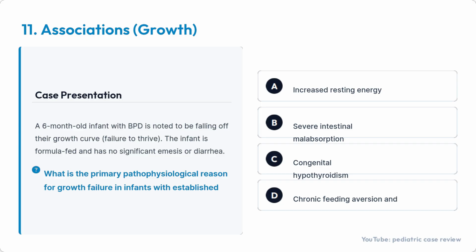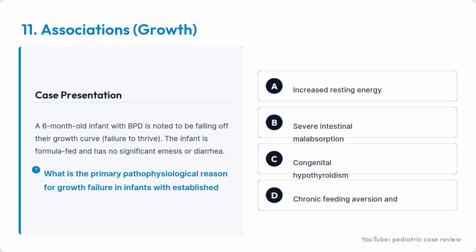Question 11. Growth associations. A 6-month-old infant with bronchopulmonary dysplasia is noted to be falling off their growth curve. The infant is formula-fed and has no significant emesis or diarrhea. What is the primary pathophysiological reason for growth failure in infants with established bronchopulmonary dysplasia?